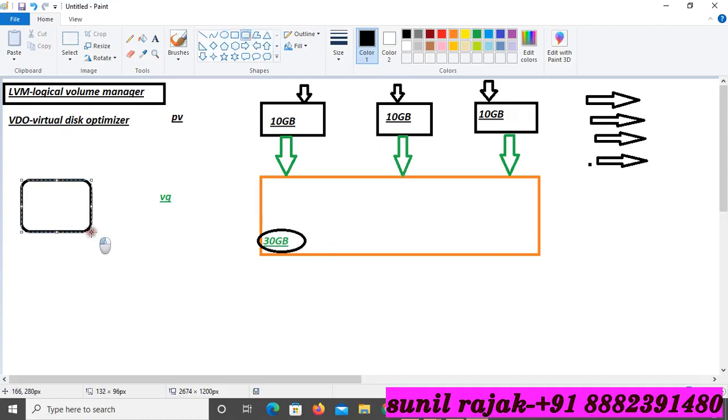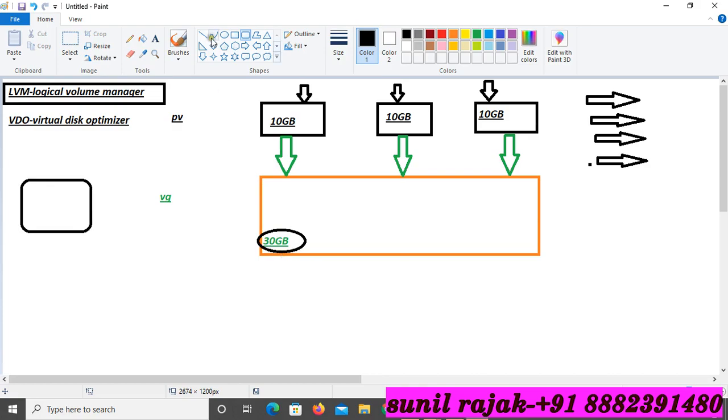This is your container. In this container you can create multiple applications. You know the features of Docker container. If you don't know, don't worry, I will discuss it in different subjects. Just understand the LVM. You create a physical volume and attach your physical volume to a volume group. So this size is overall 30 GB.